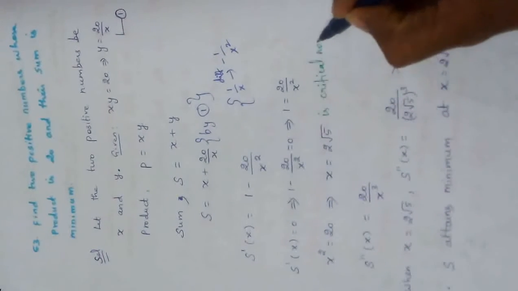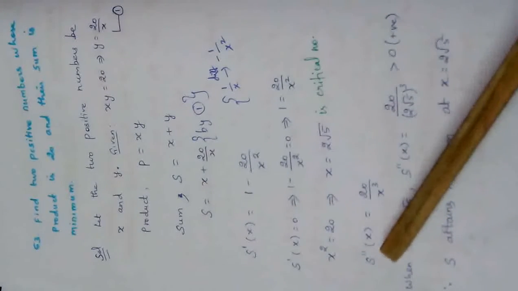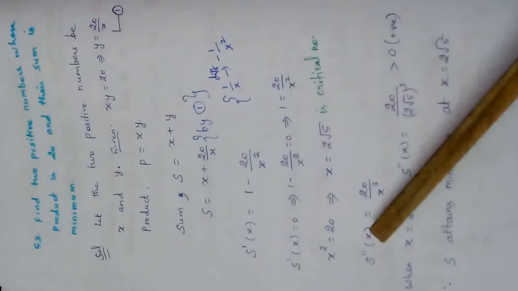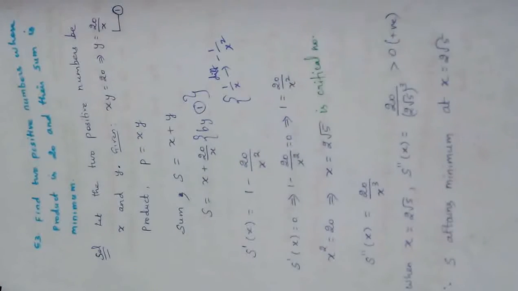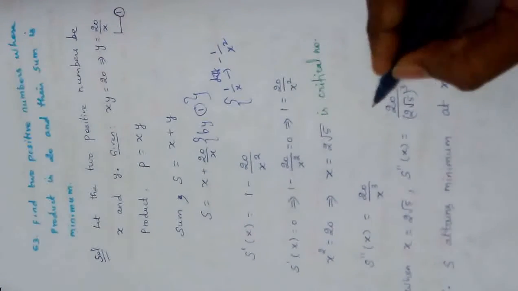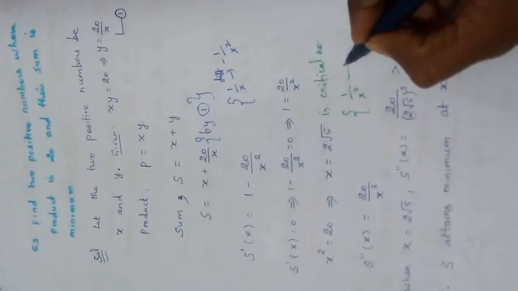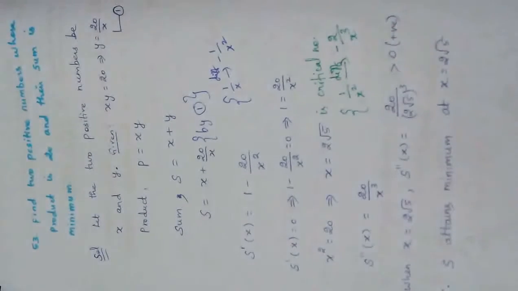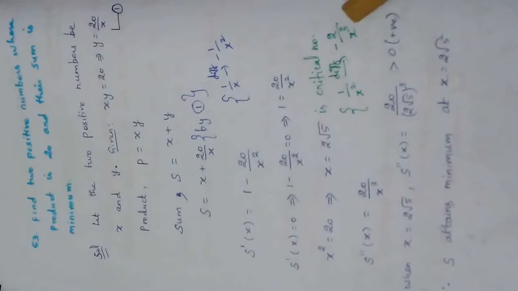Will you agree? After finding the critical number, what will we do? We will go for the second differentiation, s double dash of x. So this is s dash of x. Differentiating again, s double dash of x. 1 becomes 0. 1 by x square is there, right? Now again I am going to write the formula for differentiation. 1 by x square, if you differentiate, the answer is minus 2 by x cube. So this is the differentiation formula.